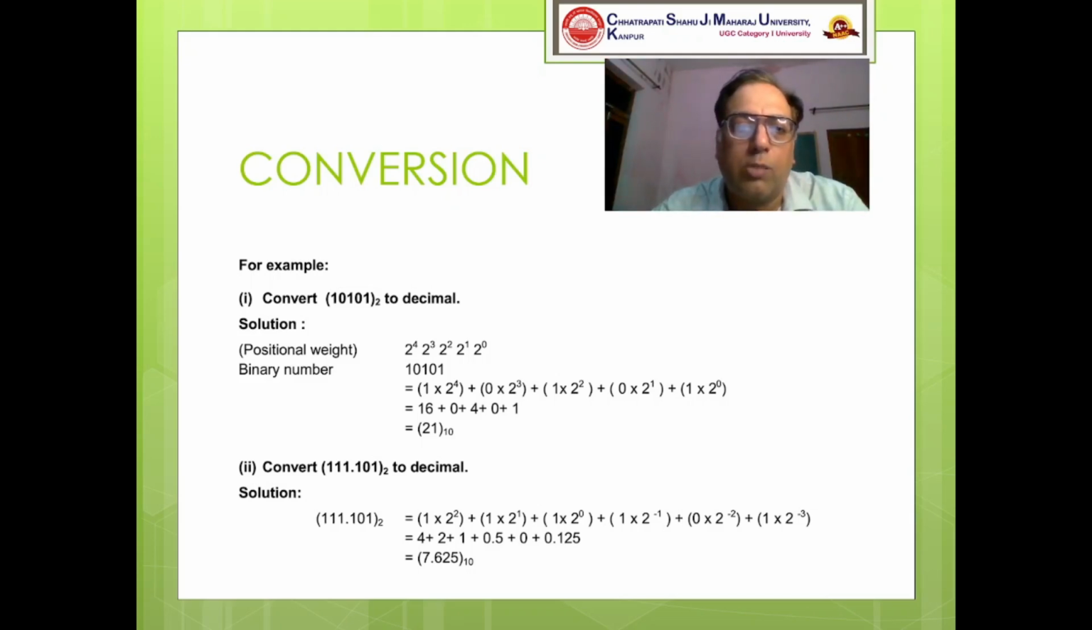So for the first part, you will get 16, plus 0 in the second case. For the third case, 1 into 2 to the power of 2 will be 4, plus 0 into 2 to the power of 1 will be 0, and 1 into 2 to the power of 0 is 1. Adding all of these up, you will get 16 plus 4 plus 1 equals 21. This is the decimal conversion of 10101.